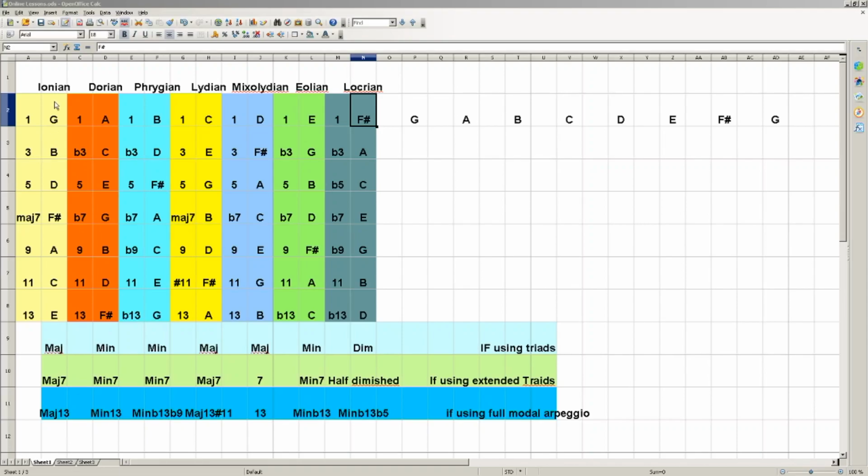And when we do extended triads, what you're playing is major 7, minor 7, minor 7, major 7, dominant 7, minor 7, and half diminished. In other words, although we haven't done minor arpeggios or dominant 7 arpeggios or half diminished arpeggios yet, as a matter of fact, you're already playing them. So when we do them, you're going to feel kind of familiar with it. And that's the trick.